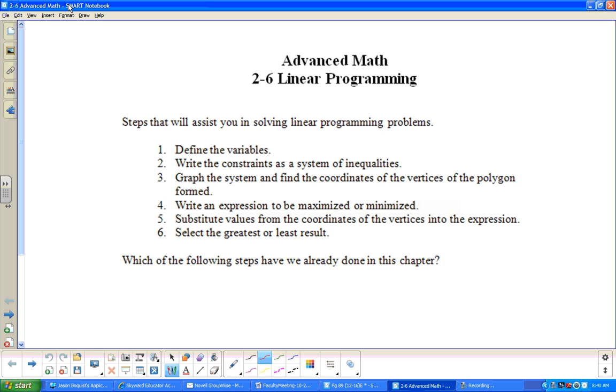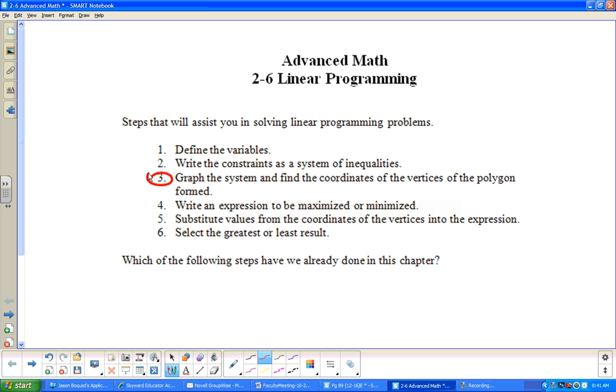Did we have to define any variables in the last section? Not really. We were given the inequalities, right? Normally x and y is what they use, so we didn't really have to define anything. Did we have to write the constraints as a system of inequalities? Or did they give us the system last section? They pretty much gave it to you, right? Did we have to graph the system and find the coordinates of the vertices of the polygon formed? Yeah, we had to do that one, right? So we know how to do that one.